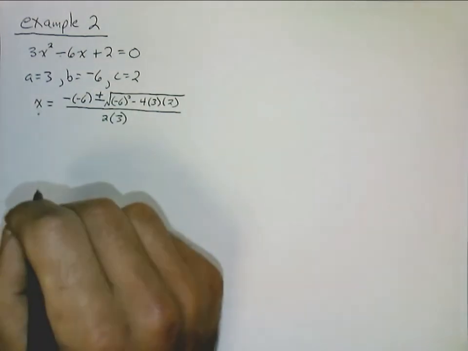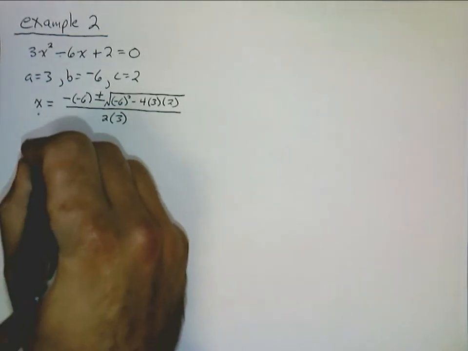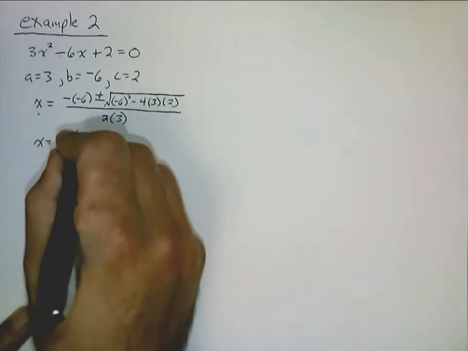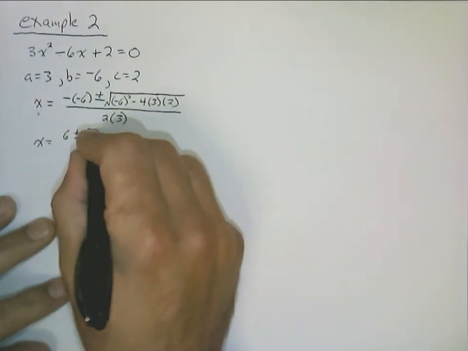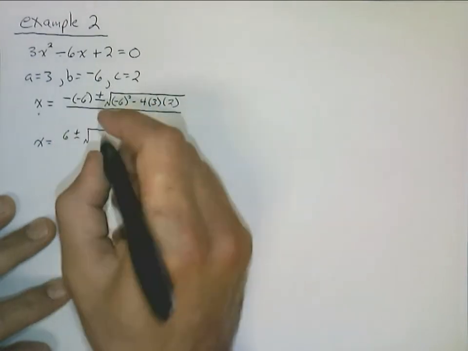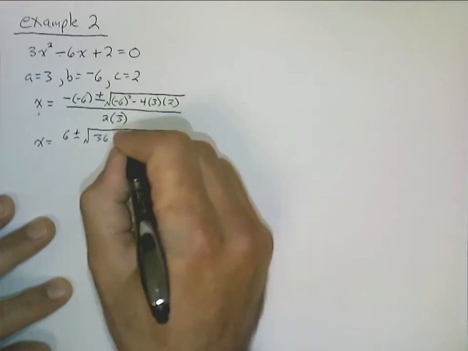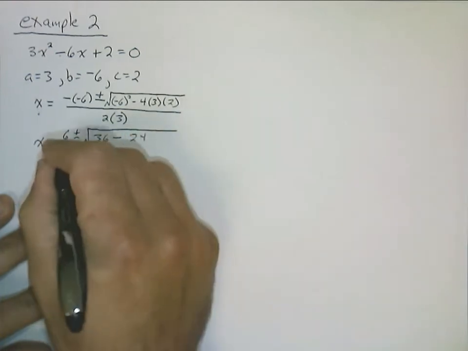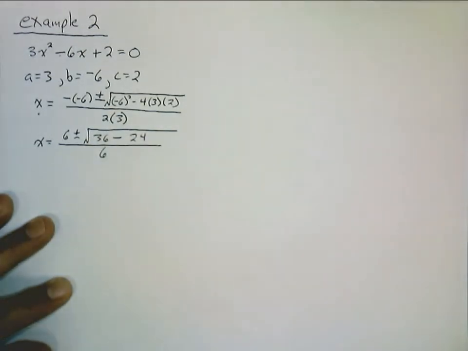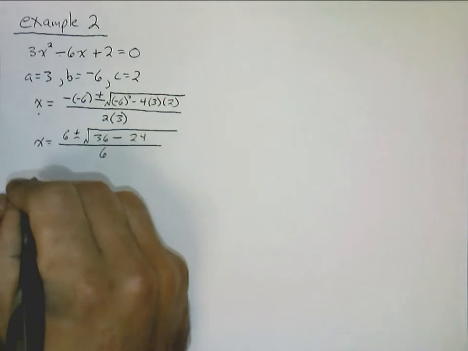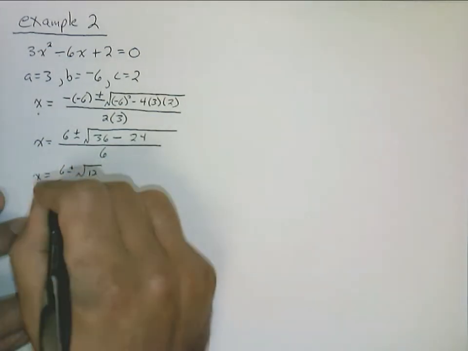Now all we got to do is simplify. That's why I did a whole lot of practice on simplifying radical expressions. So here, x now is equal to the negative of negative 6, which is 6, plus or minus the square root of negative 6 squared is 36. 4 times 3 times 2, that's 24. All divided by 6. Of course, 36 minus 24 is 12. So we got 6 plus or minus the square root of 12 all over 6.